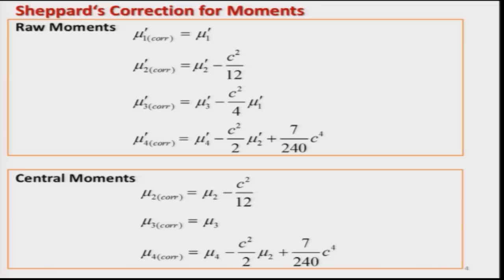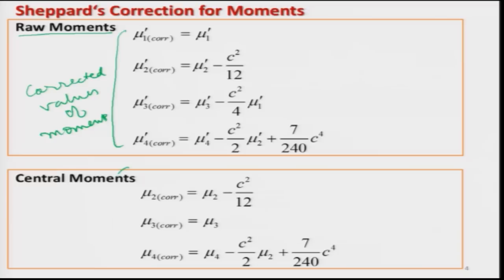So, in case of raw moments, Sheppard's corrections are applied as follows. On the left hand side, I am trying to indicate the corrected values of the moments.